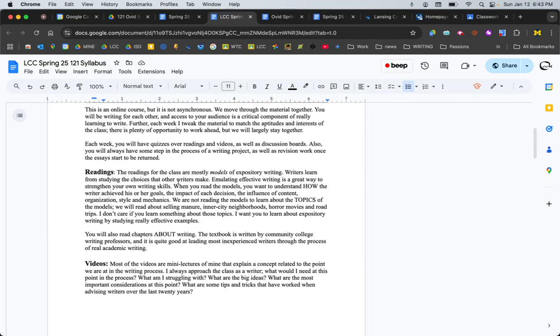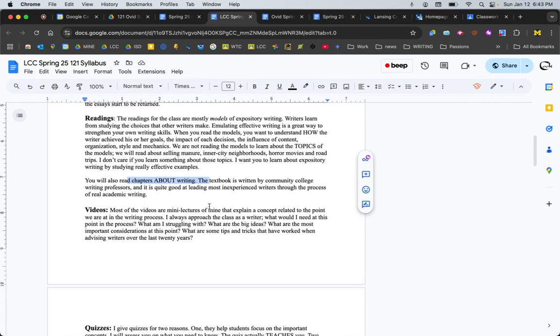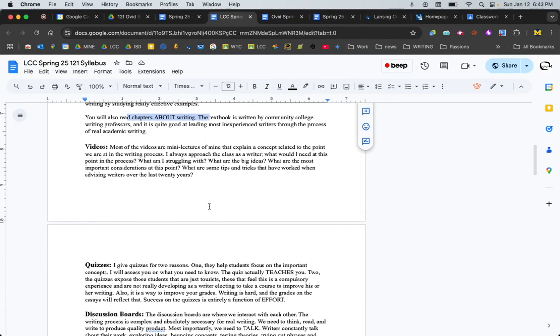So the class is made up of readings and videos. The readings are mostly models of expository writing. So we're going to do one type of writing here. It's called expository writing, and almost all of the reading is an example of expository writing. There are chapters about writing, and there's a textbook that Ovid should be supplying to you. Those readings aren't until later in the semester in case they haven't gotten the book to you yet.